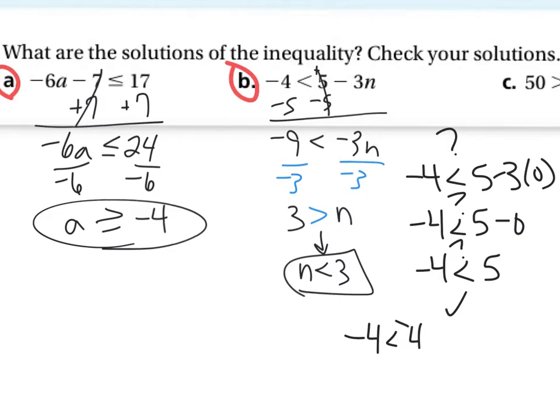We could have done the same idea on part A. If you try negative 4 on both sides, you would get 17 is less than or equal to 17. And it is equal, so that works. That's our border point. So we would include the negative 4 in that solution if we were graphing it.